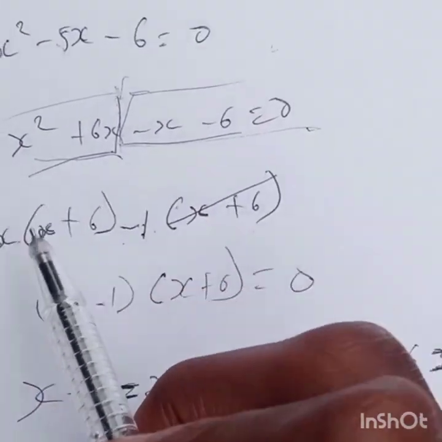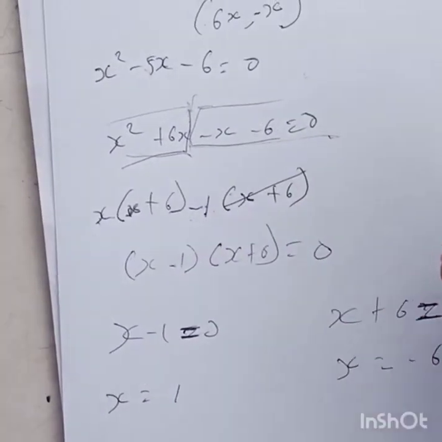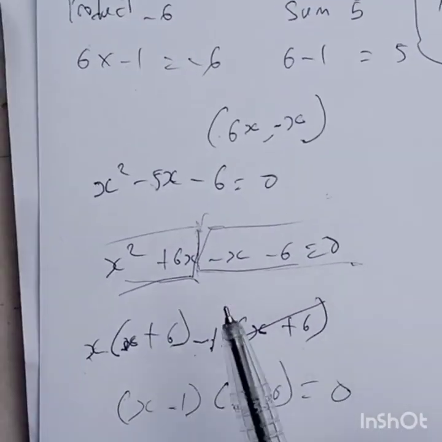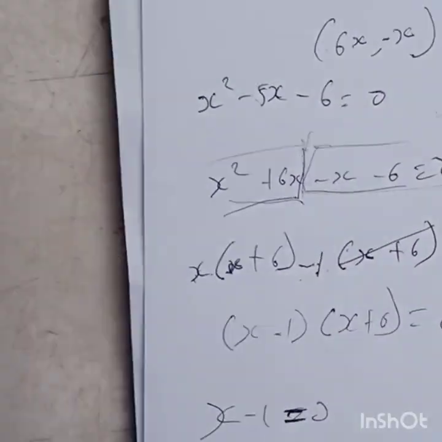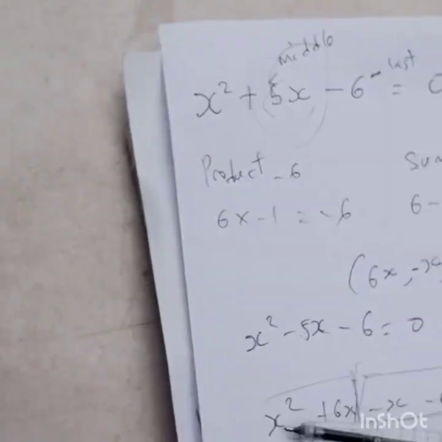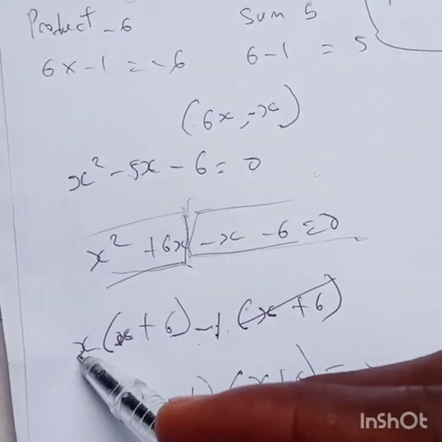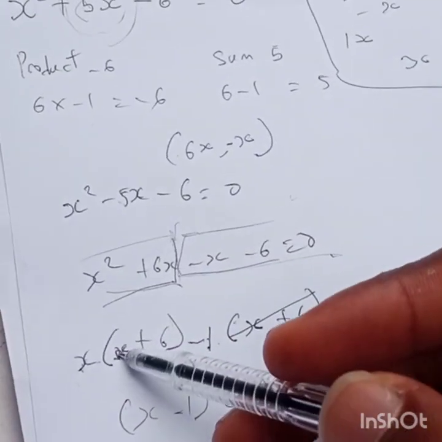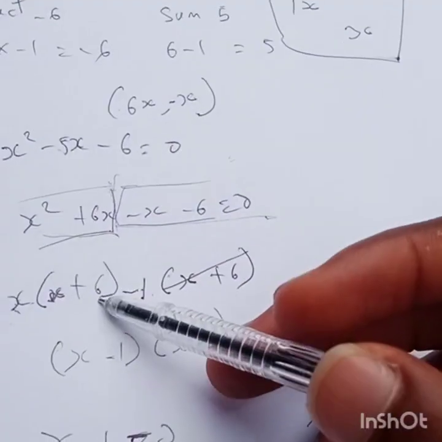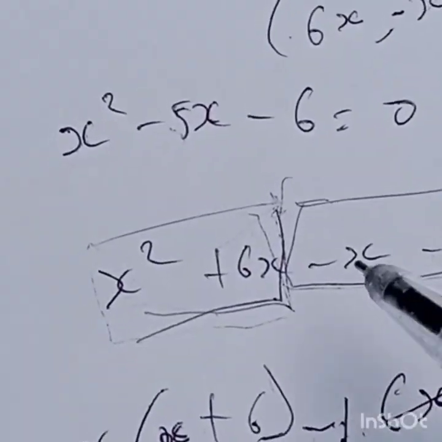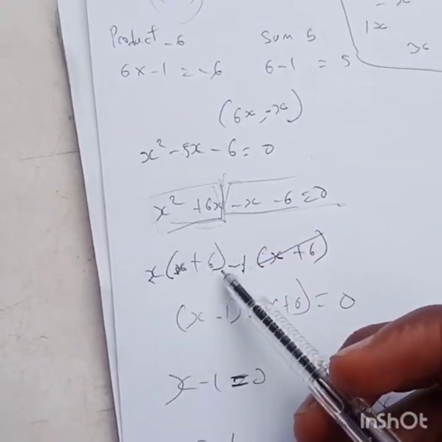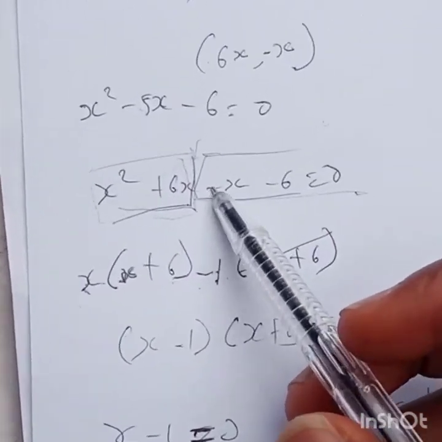The common factor here is x, because x is here. x divided by x squared is x. So we write the common factor x, then in the bracket, x squared divided by x is x, and 6x divided by x is 6. Then when we open the bracket, we must get what we just solved here. So x times x is x squared, x times 6 is 6x. Then we will move to the next part.